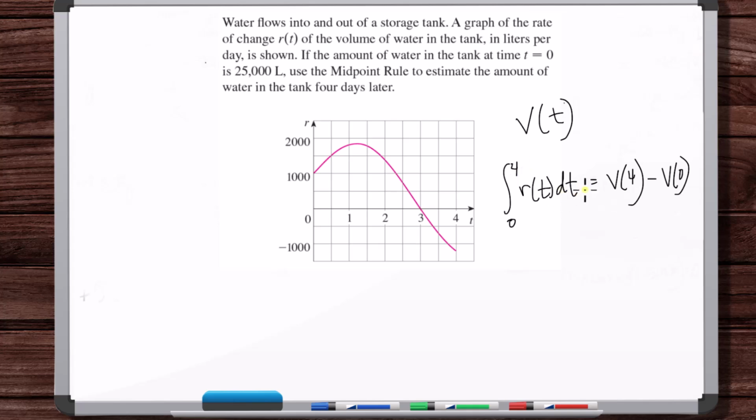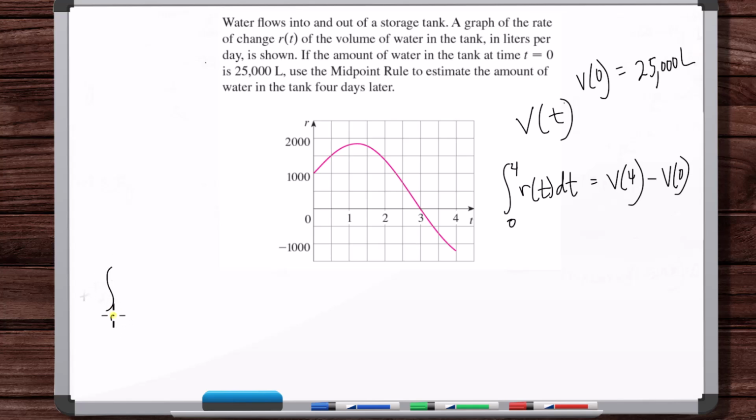But once we have this, what it's asking us is it wants to know what V of 4 is. But what is V of 0? Well, it gives us V of 0. V of 0 is 25,000. So once we get the estimate for this area, the net area under the curve, then we can find V of 4. So, okay.